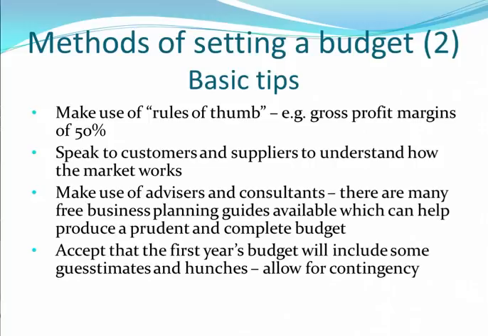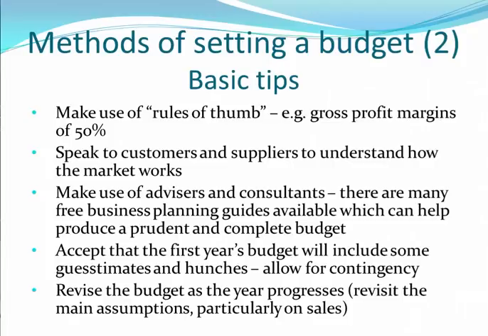The entrepreneur needs to accept that the first year's budget is going to include some guesstimates and hunches, so there should be some flexibility for contingency. Contingency means having a plan for if things go wrong. This means leaving some money over in the budget in case costs are worse than you think or sales are less than you think.